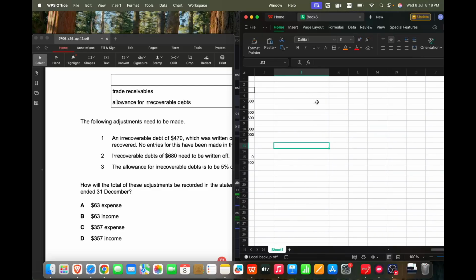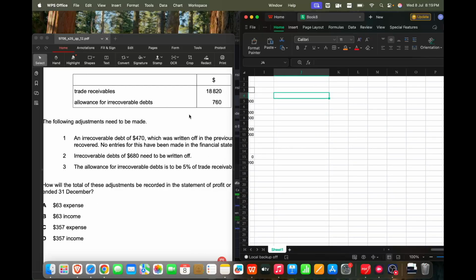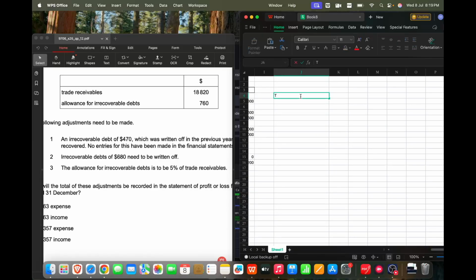First we'll start with the trade receivable balance we have. The trade receivable balance that we have is 18,820. Now we need to calculate what will be the allowance for this year. In order to calculate the allowance, first I will subtract the irrecoverable debt that took place. The irrecoverable debt that took place is 680.